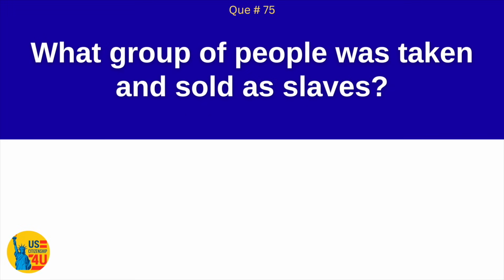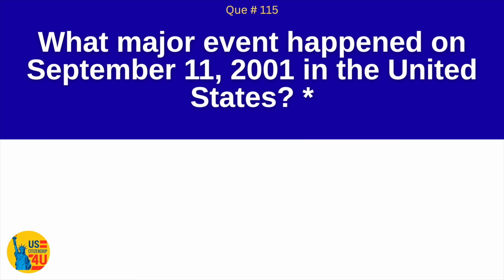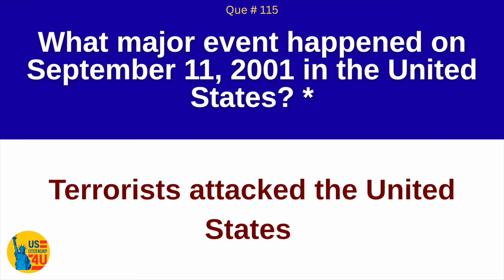What group of people was taken and sold as slaves? Africans. What is one way Americans can serve their country? Vote. What major event happened on September 11, 2001, in the United States? Terrorists attacked the United States.